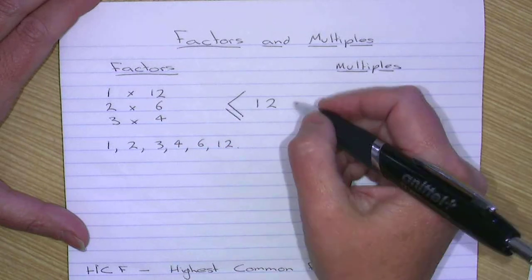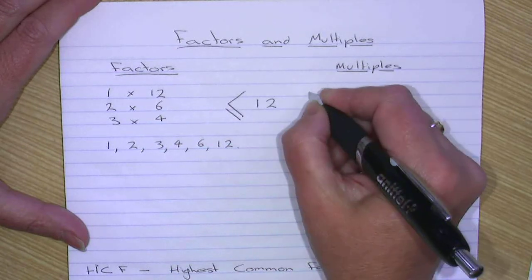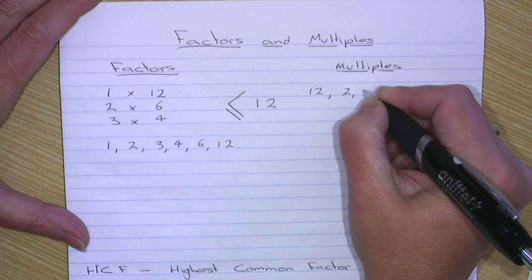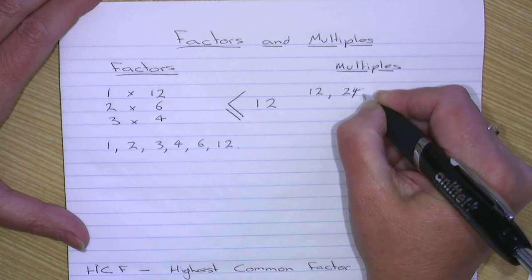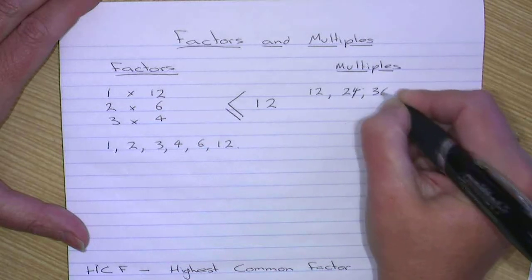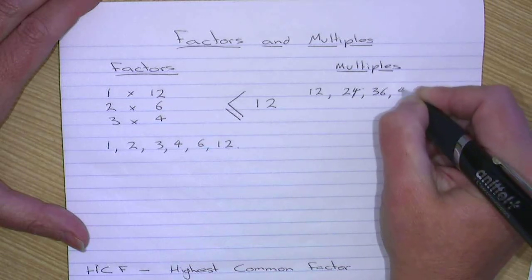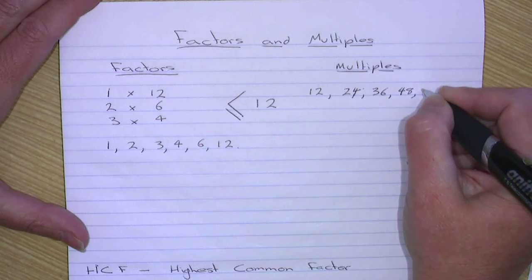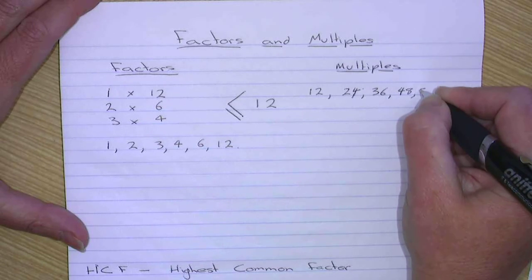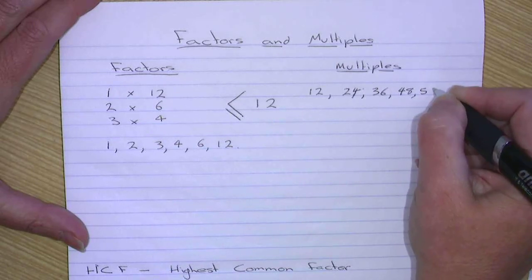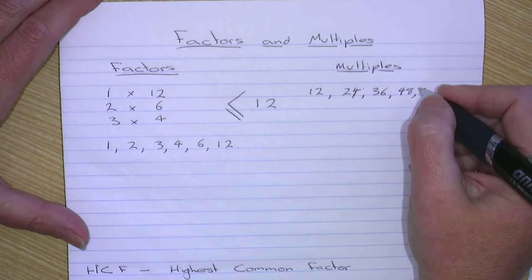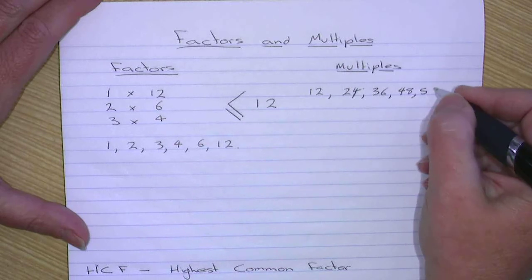So if we start from the bottom, 12 times 1 is 12, 12 times 2 is 24, 12 times 3 is 36, 12 times 4 is 48, 12 times 5 is 60.